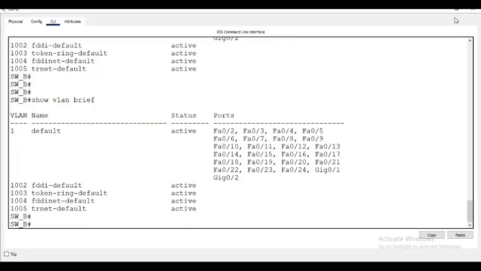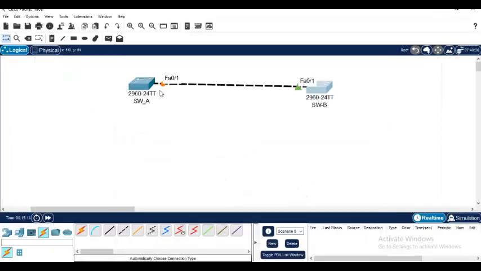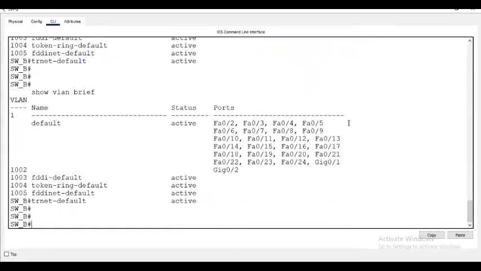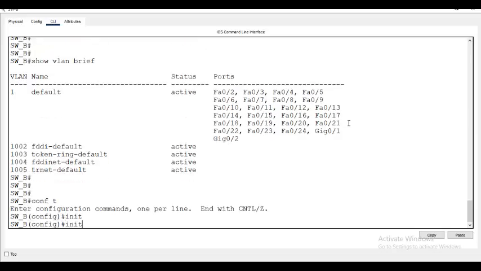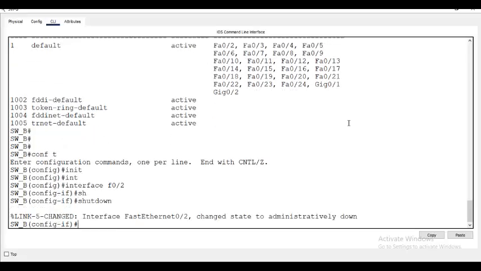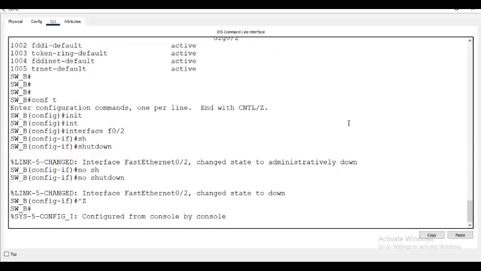Interface F0/2 shut down, and I say unshut. Okay. Show VLAN brief. Oh no, let's wait some time. Show interface. Still trunking.